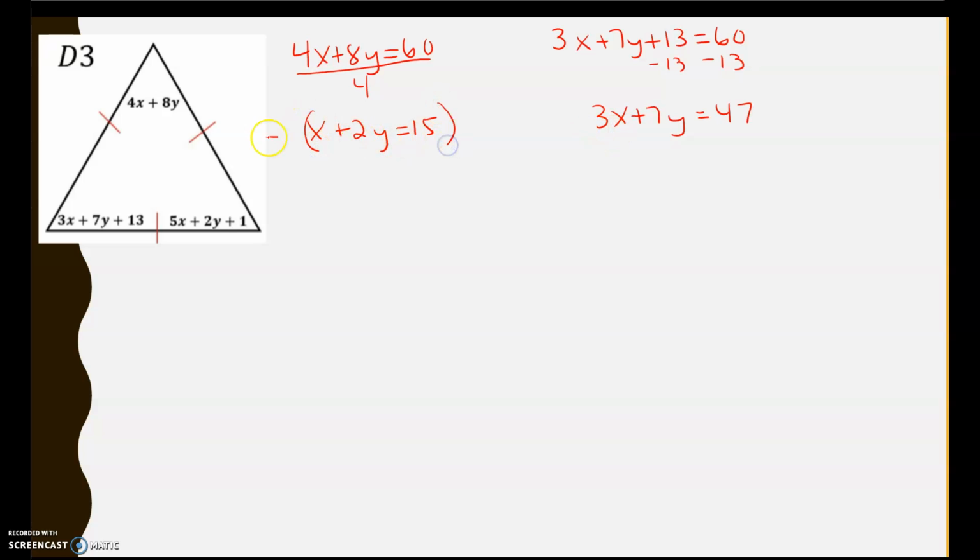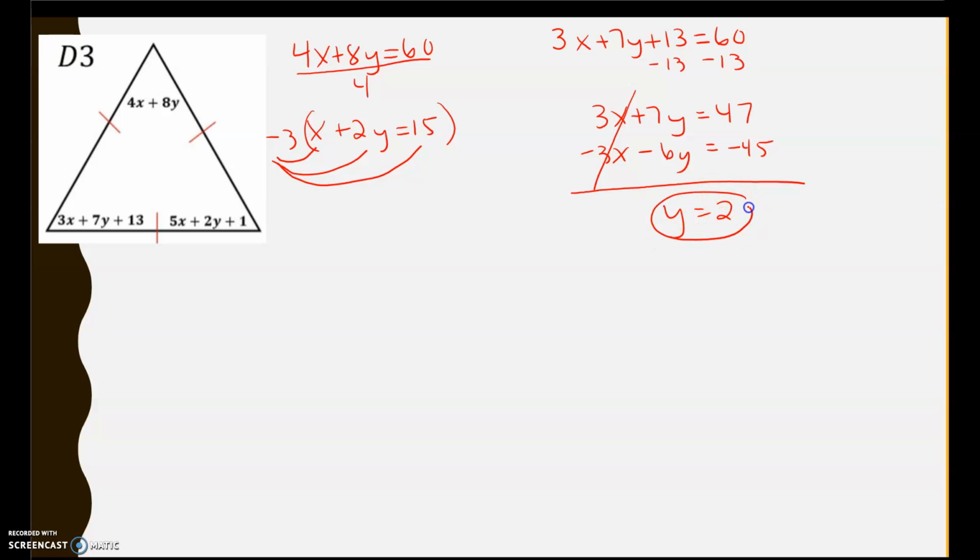So when I take this guy, multiply him by negative 3, I get negative 3 times x is negative 3x. Negative 3 times 2y is going to be a negative 6y. Negative 3 times 15, and that's going to give me negative 45. So now when I add straight down, the x's cancel. 7y minus 6y just leaves you with y, and 47 minus 45 leaves you with 2. So I get y is equal to 2.